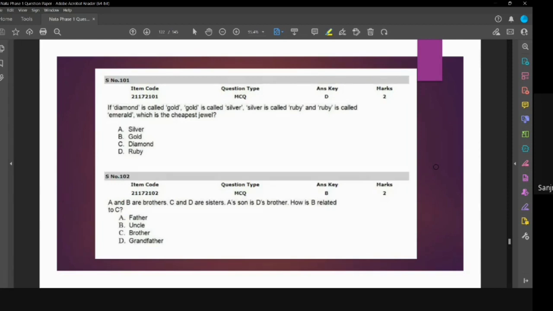Next question. If diamond is called gold, gold is called silver, silver is called ruby, and ruby is called emerald, which is the cheapest jewel? So the answer is D, ruby, because silver is called ruby in the question. So the answer is ruby. That's option D.